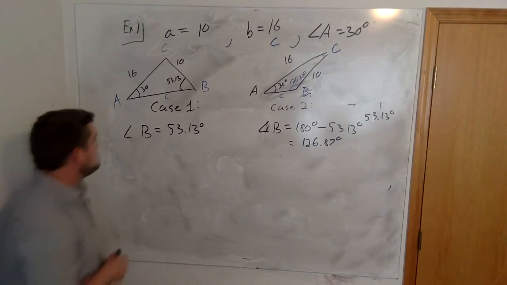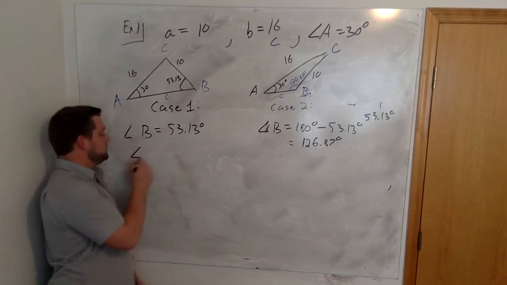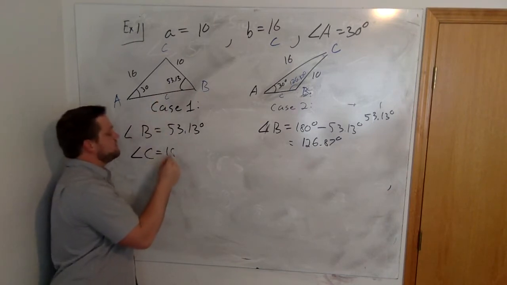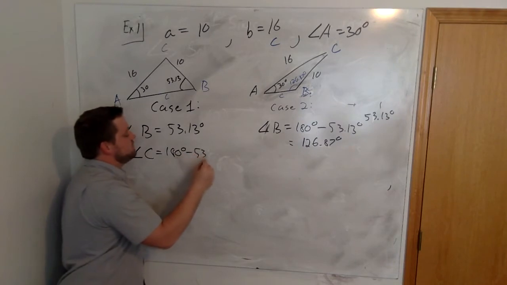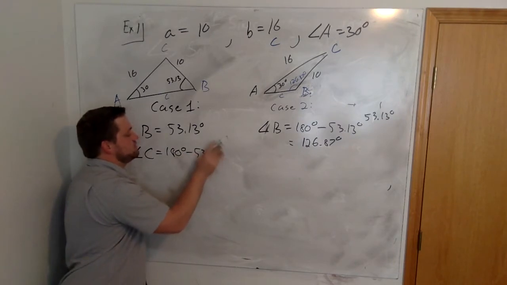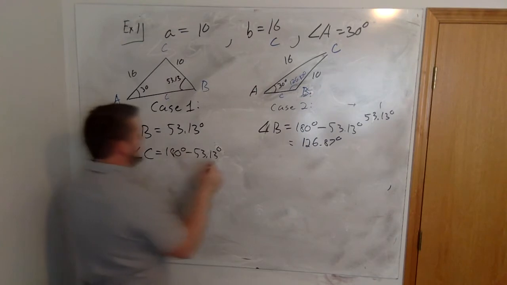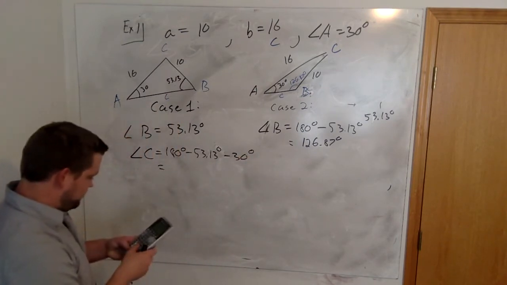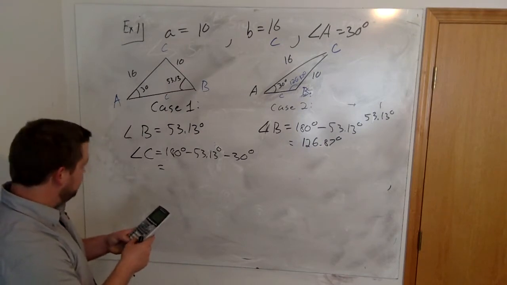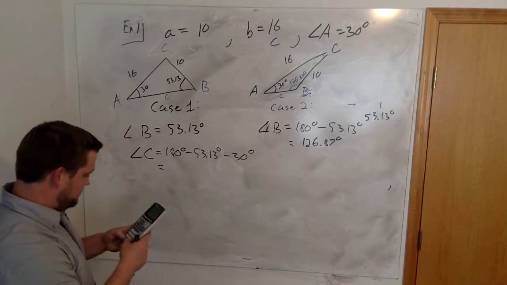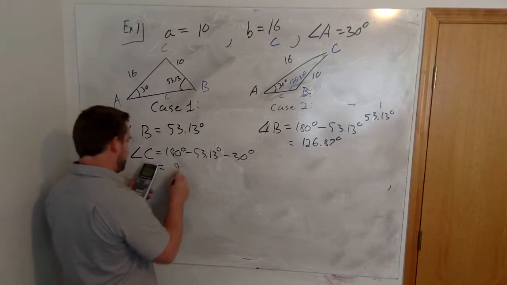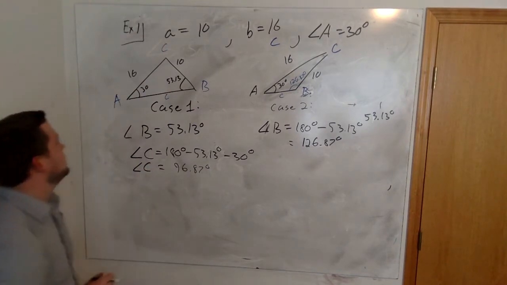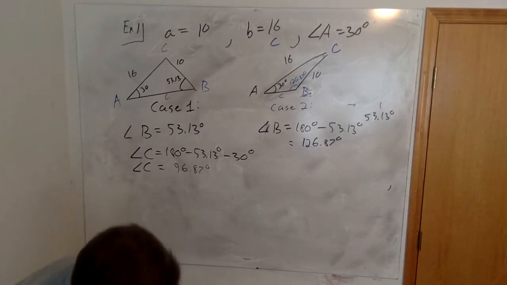Okay, let's find angle C. Since I know what angle B and angle A are, angle C will be 180 degrees minus 53.13 degrees minus 30 degrees. So let's see what we get here. We'd have 180 minus 53.13 minus 30. C could be 96.87 degrees. Okay, so let's write that up here.